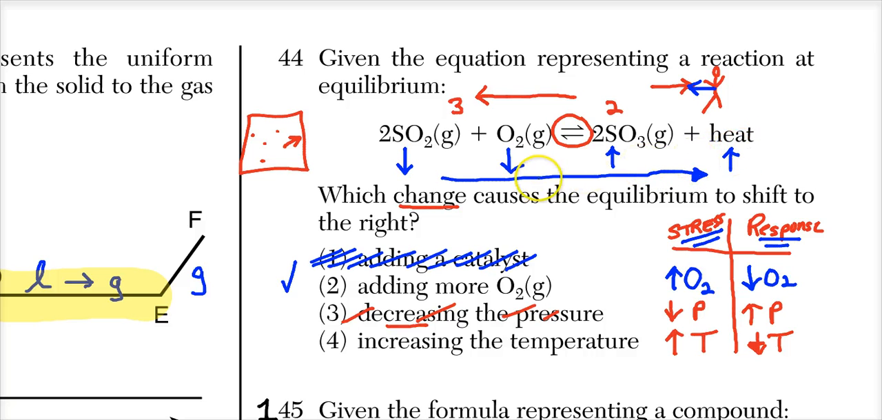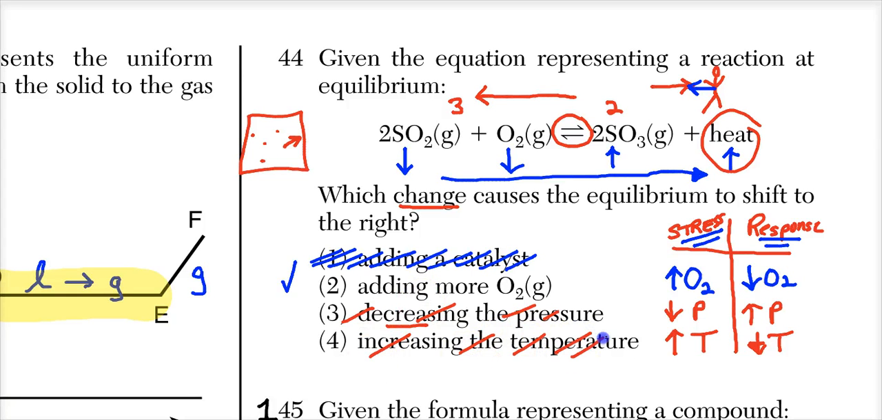Look at my arrow. If it's shifting to the right, that means we're making more products, and one of your products is heat. We're increasing the heat. The response would need to decrease the heat if we increase the temperature. So that's why 4 is wrong as well.